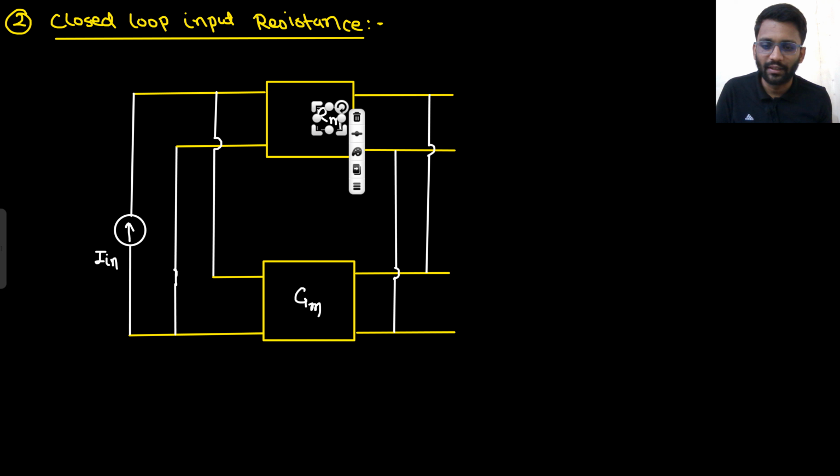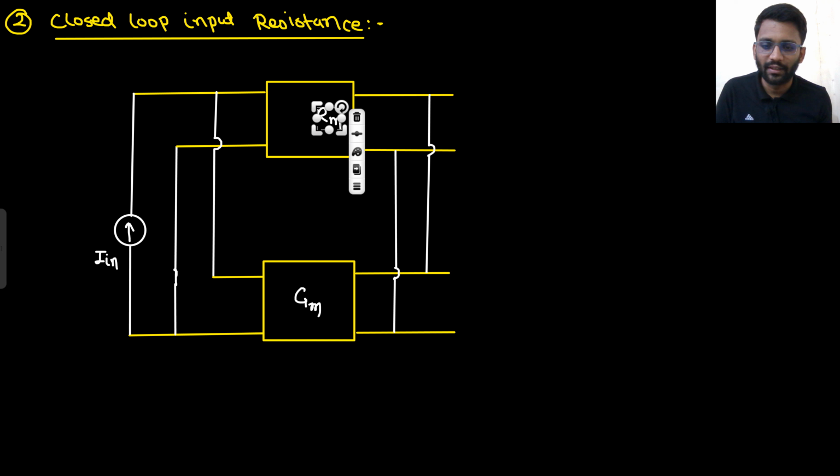So what will be your V naught by I in? From here you can get to know that it is your trans resistance amplifier with the feedback. The gain is Rm upon 1 plus Gm Rm, and we know why this gain is there, because in negative feedback the gain is A upon 1 plus A beta. A is Rm. What is beta? Beta is Gm. So this is the gain we are getting. Well and good, very easy. Gain expression is very easy.